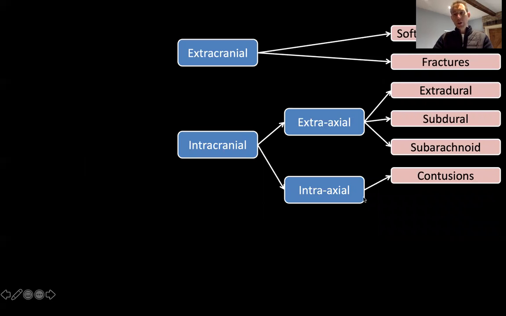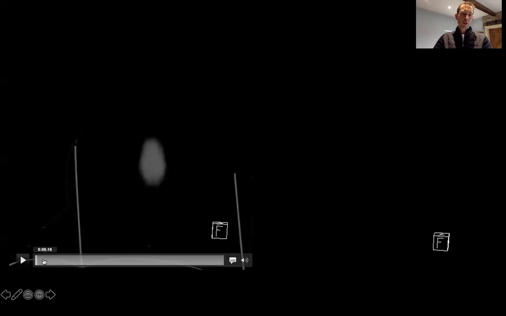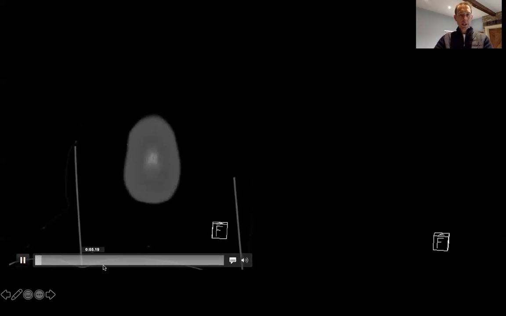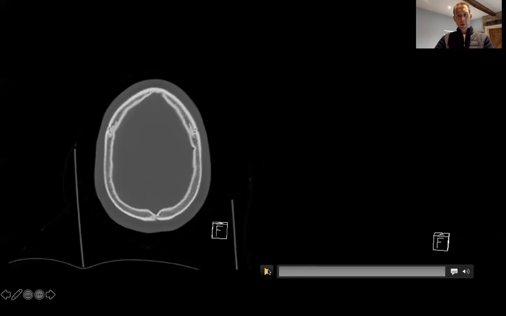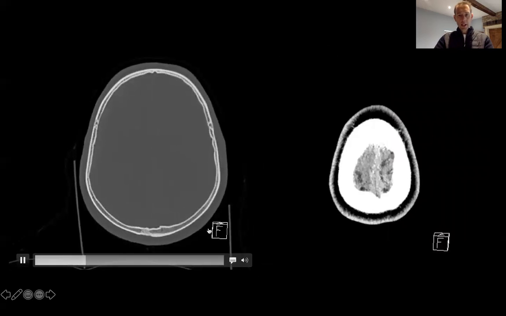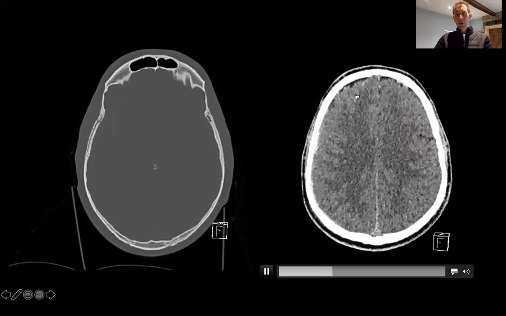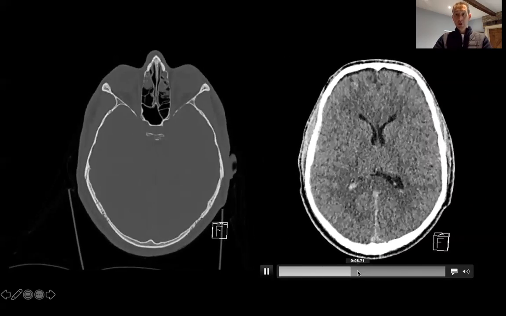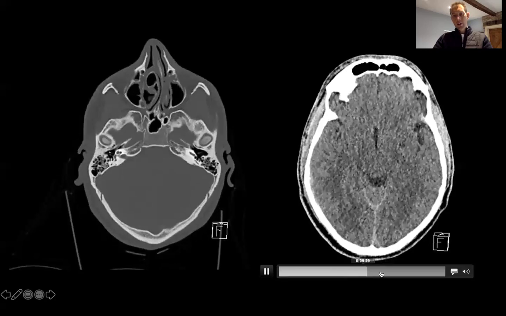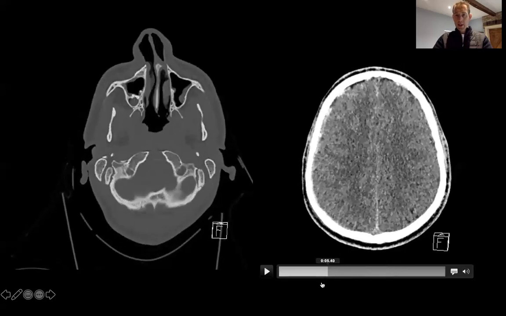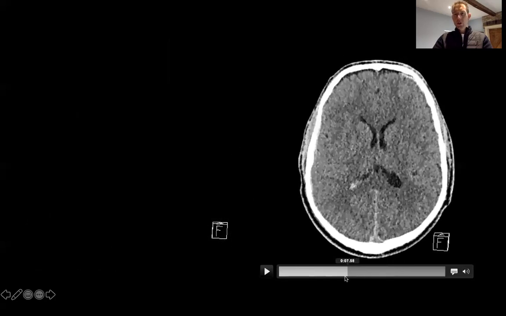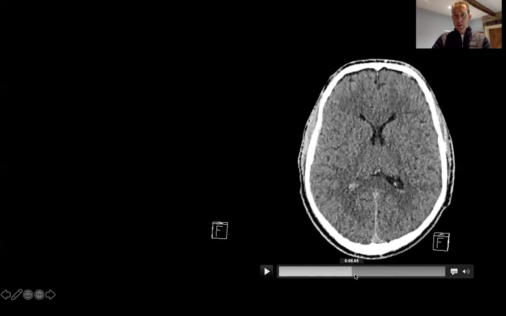So contusions, we will also then see diffuse axonal injury. So diffuse axonal injury is often quite unremarkable on the CT. So here we've got a CT with a closed head injury. You can't see any significant soft tissue swelling or fracture. But what you have got is a convexity subdural hemorrhage that you can see overlying the right hemisphere. And just several other areas that catch your eye as you scroll through.